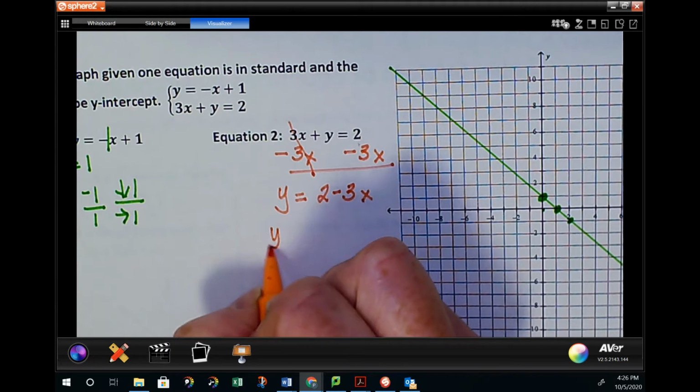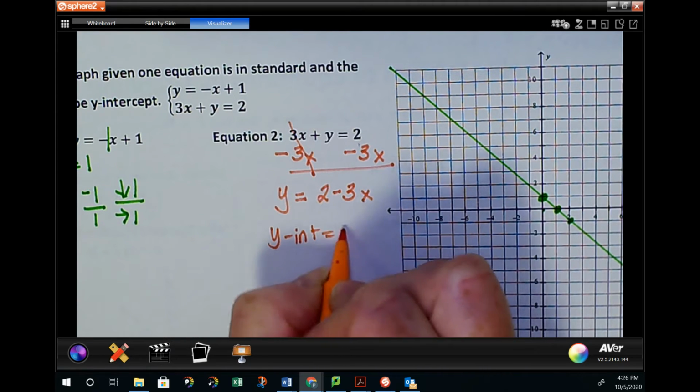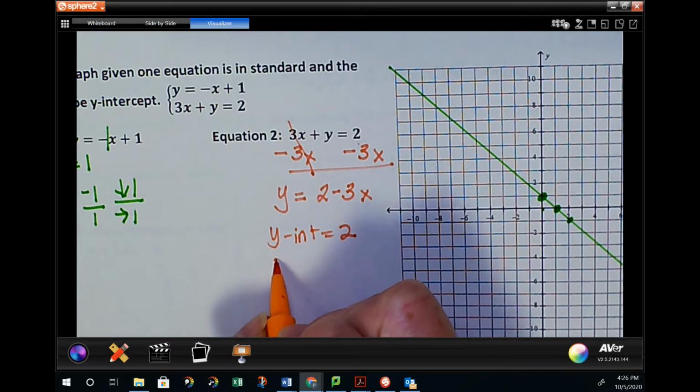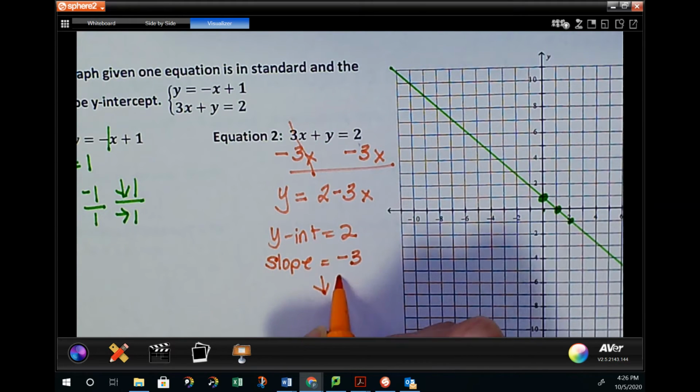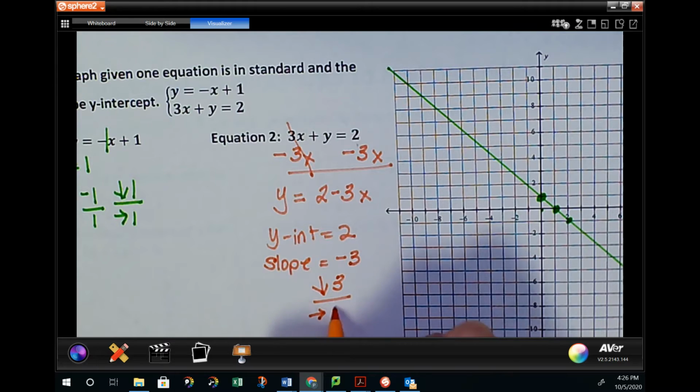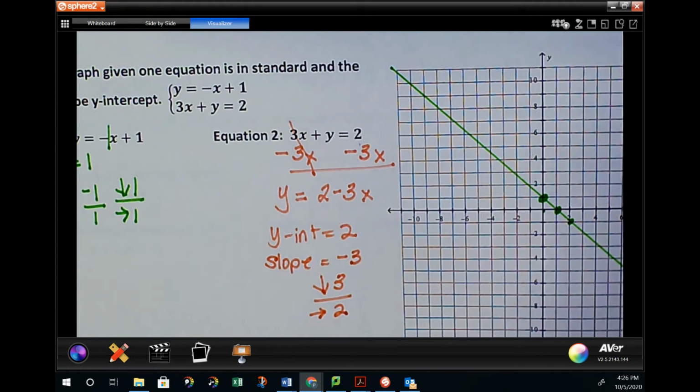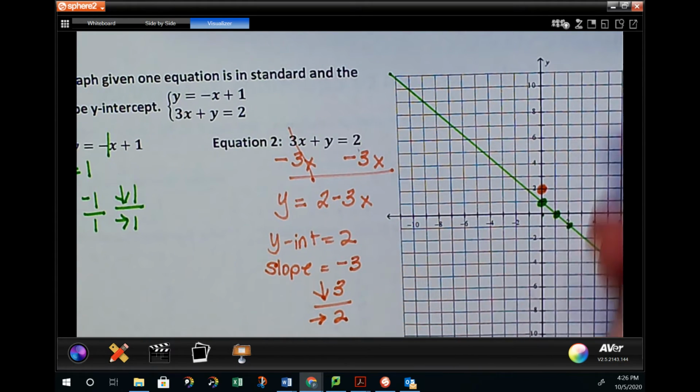So the y-intercept is 2, and then my slope is negative 3. So that means I'm going to go down 3 and to the right 1. So my y-intercept is at 2, and then I'm going to go down 3: 1, 2, 3, and to the right 1. 1, 2, 3, and to the right 1.